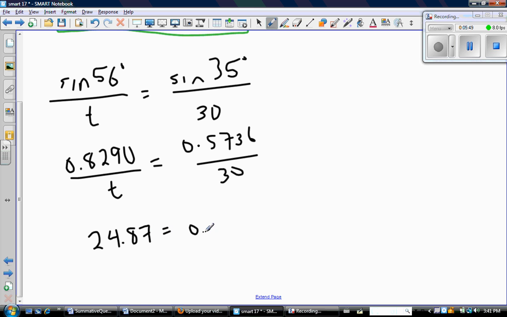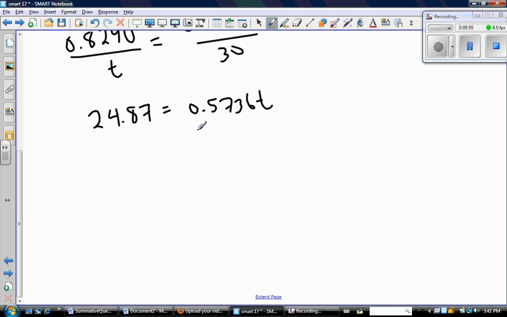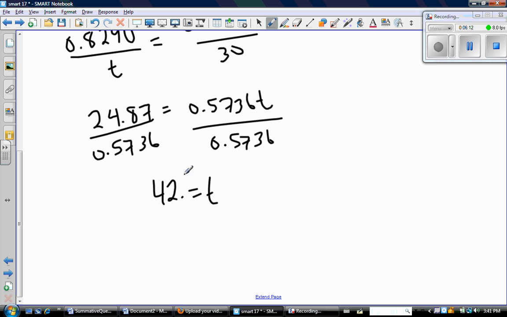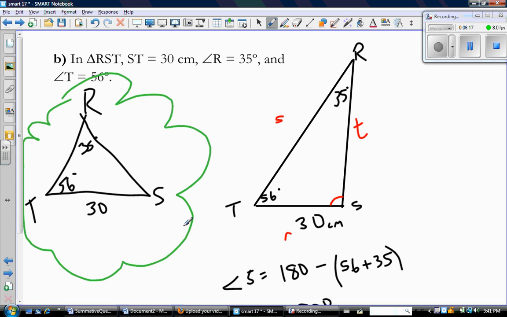And 0.5736 times T is just 0.5736T. To isolate T, I'm going to divide by 0.5736. And what does that give me? That gives me a value for T of 42.6 centimeters. And again, the fact that we have a pretty decent diagram means that I can verify if 42.6 makes sense, and I guess that makes sense to me. So this one here is 42.6 centimeters.